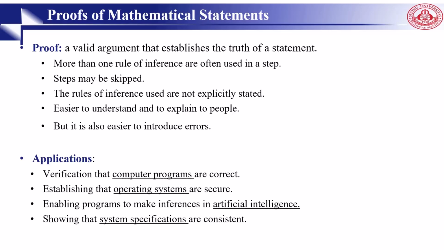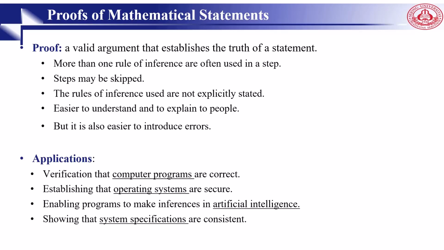In mathematics and computer science and also many other disciplines, even in simple life, informal proofs, which are generally shorter, are used. So there are some rules for using proofs: more than one rule of inference is often used in each step. A step may be skipped. Sometimes the rules of inference used are not explicitly stated, which is easier to understand and explain to people, but it's easier to introduce errors. There are many applications. For example, when you want to verify computer programs are correct, when you want to establish that operating systems are secure, when you want to enable programs to make inferences in artificial intelligence, showing that system specifications are consistent.